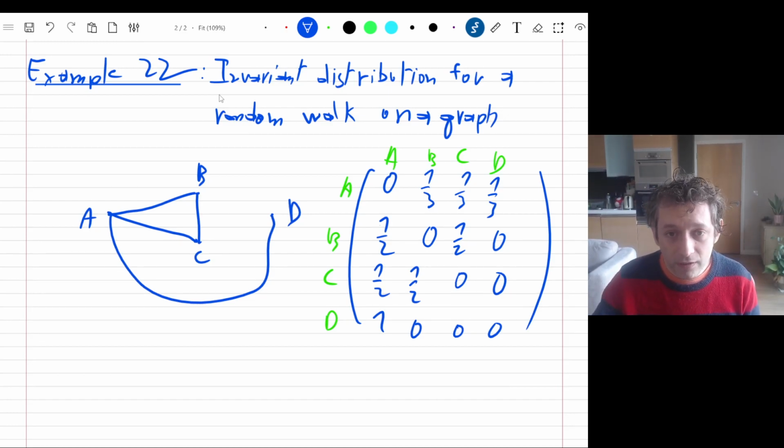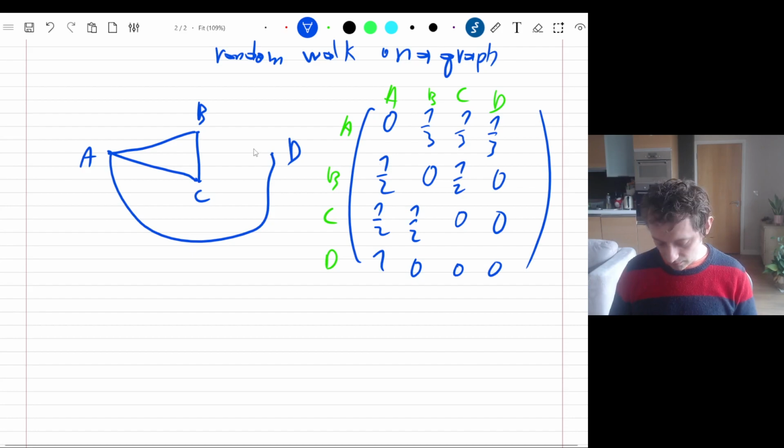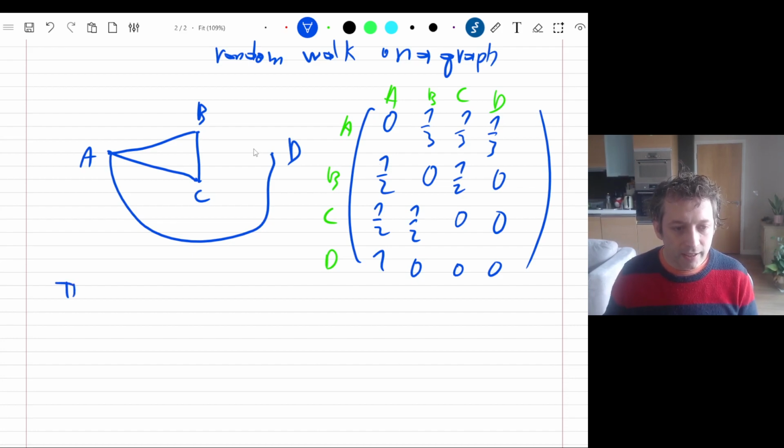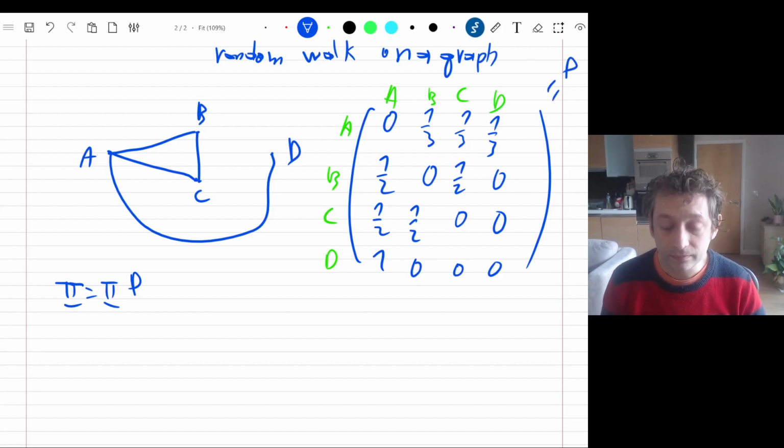So we want to find an invariant distribution. If pi is an invariant distribution, then we have pi equals pi times the matrix P. We underline pi to say this is a vector, and P is the matrix here. The way to solve it is you write out what this matrix equation means, and it means 4 linear equations based on the columns.